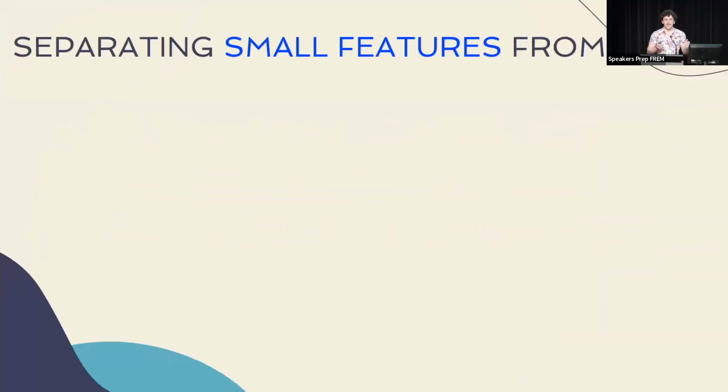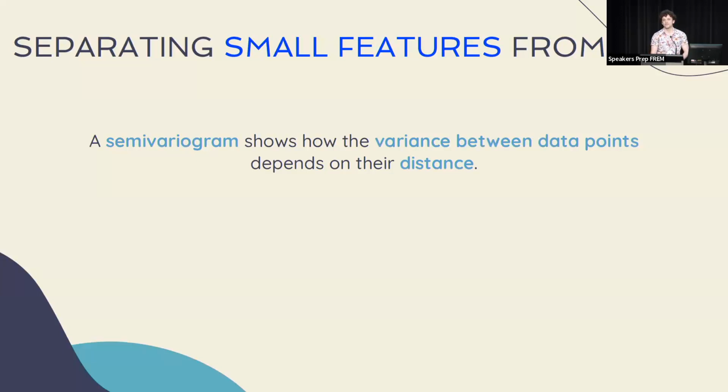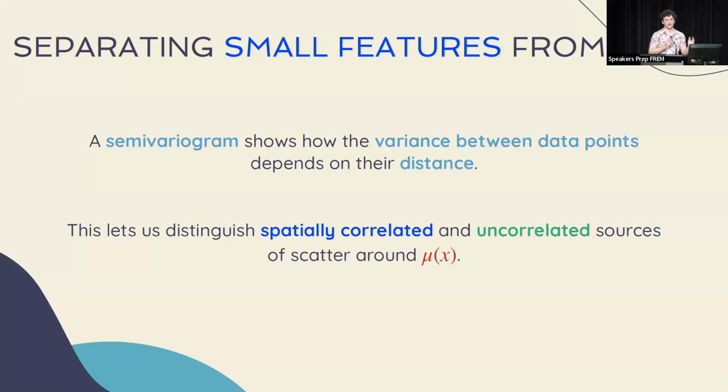So how do we separate the small scale features from the noise within our data? This isn't always easy to do, but luckily geostatistics has some tools that we can use to help us. And I'm going to talk about one of these tools called the semi-variogram. So a semi-variogram plots how variance between data points depends on their separation. And it's a tool that we can use to separate correlated and uncorrelated sources of noise within our galaxy.